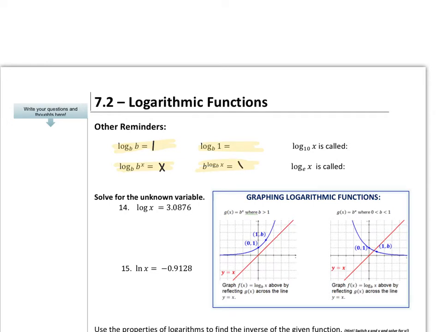Same thing on this one. This is just x. And b to some power is 1. That has to be 0, because anything to the 0 power is 1. So just kind of know those. If you know them offhand, that's great. That helps you out in the long run.